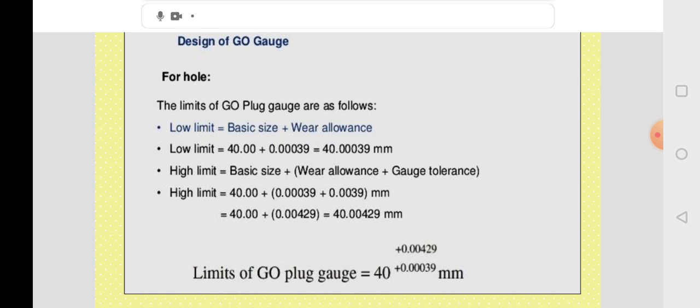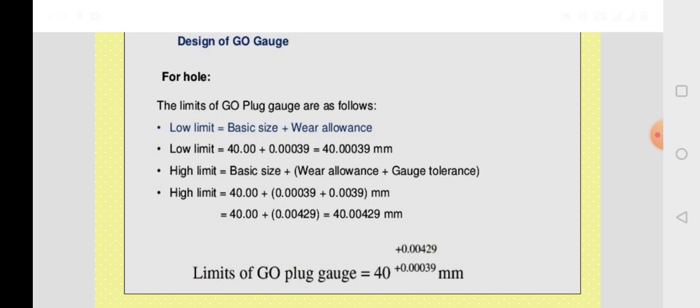त्याचं अप्पर लिमिट राहील 0.00429, लोअर लिमिट राहील 0.00039, म्हणजे विअर अलाउन्स जेवढा दिला तेवढंच त्याचं लोअर लिमिट, आणि अप्पर लिमिट जो राहील तो विअर अलाउन्स प्लस गेज टॉलरन्स. So this will be the dimension, as per our calculation, for the go gauge for the hole.